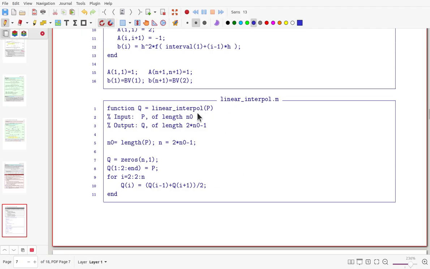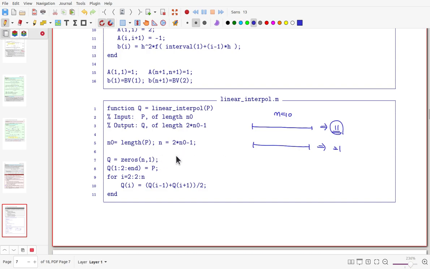Now, P is input and Q is output. First, we measure the number of grid points, and that is N0, and that is twice N0 minus 1, because we are dealing with an algebraic system, and from boundary to boundary, once N is 10, then the number of points will be 11, right? So in the refined one there must be 21. So twice this one minus 1 will be the refined one.